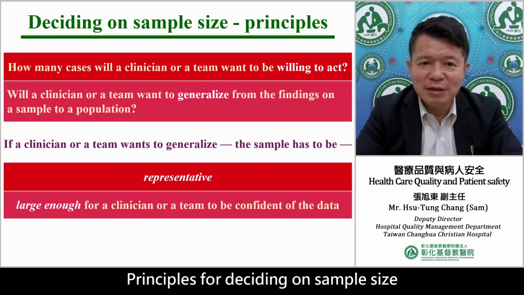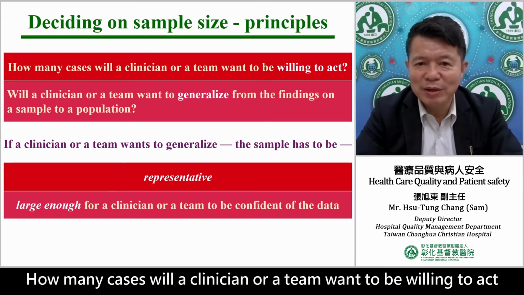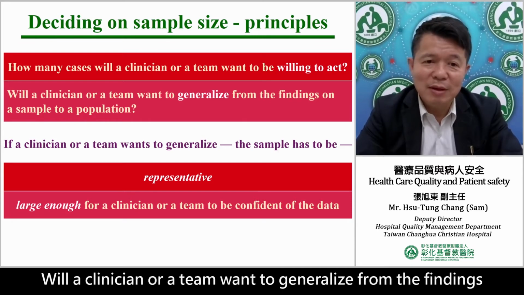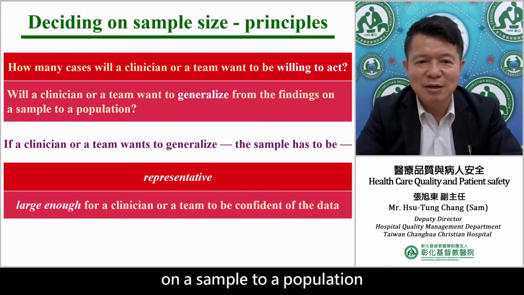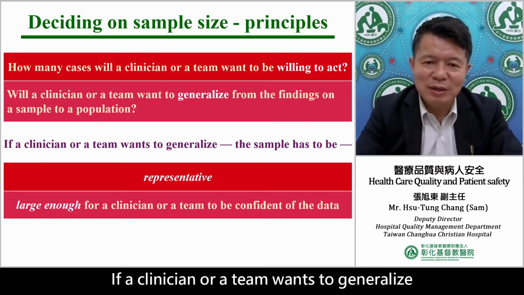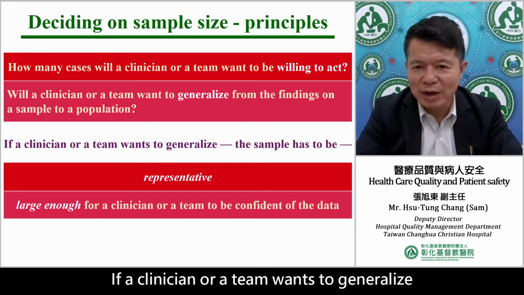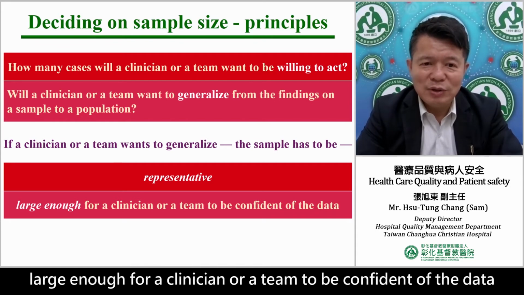Principles for deciding on sample size. How many cases will a clinician or a team want to be willing to act? Will a clinician or a team want to generalize from the findings on a sample to a population? If a clinician or a team wants to generalize, the sample has to be definitive, large enough for a clinician or a team to be confident of the data.